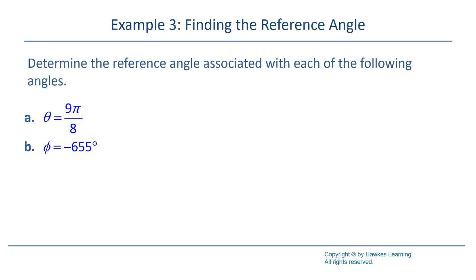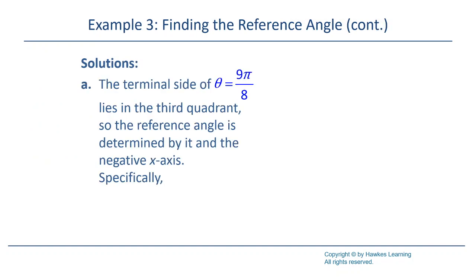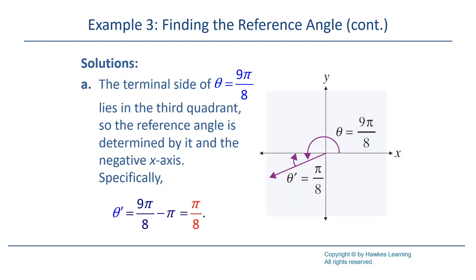So let's find the reference angle with the angles theta equals 9 pi over 8 and phi equals negative 655 degrees. So, first one. The terminal side of theta equals 9 pi over 8 is going to be in the third quadrant. So specifically, we need to look at the negative x-axis. So what that means is I need to subtract pi from it.